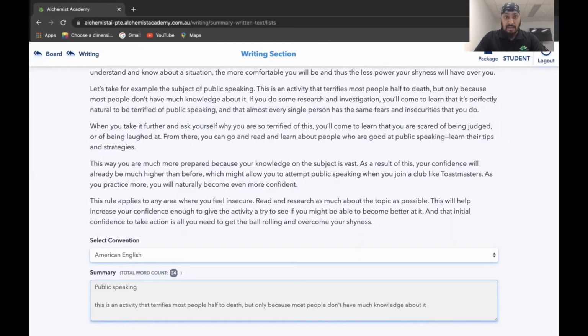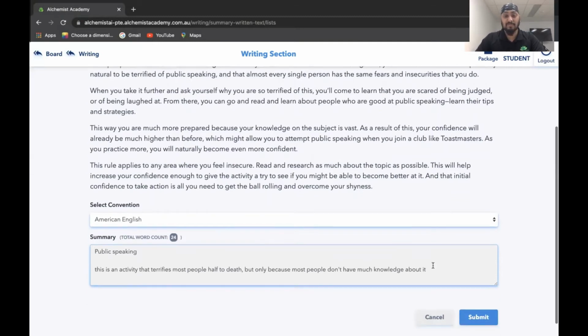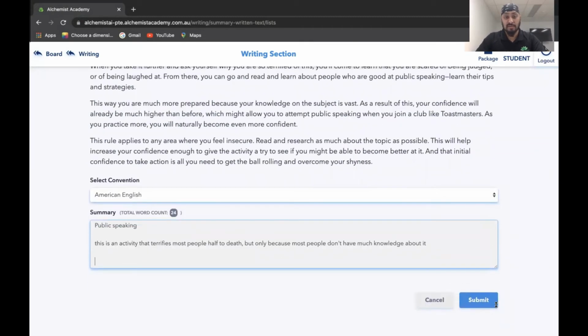Okay. And then it says that if you do some research and investigation, you'll come to learn that it's perfectly natural to be terrified of public speaking and that almost every single person has the same fears and insecurities that you do. So it's just an exaggeration of the fear. Okay. When you take it further and ask yourself, why are you so terrified of this? You'll come to learn that you are scared of being judged or being laughed at. Okay, fair enough. So over here, we have a reason. Let me just make this dialog box a little bit bigger.